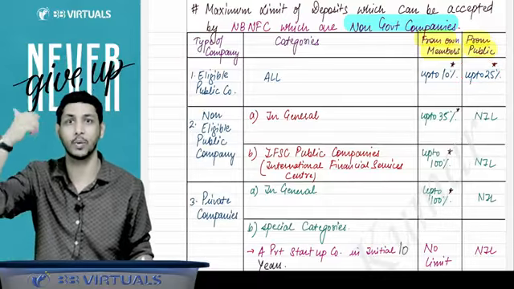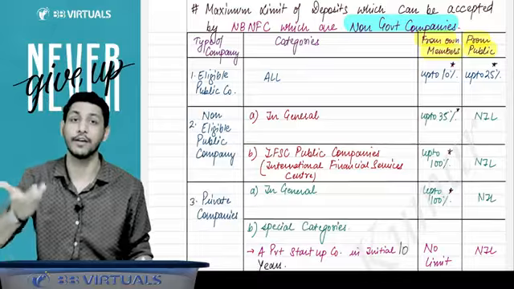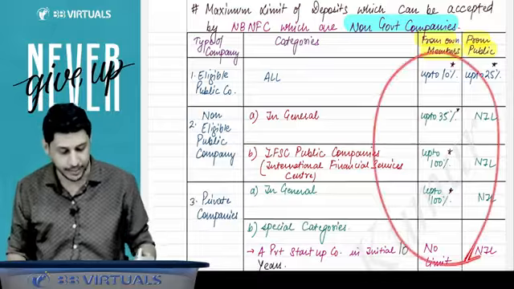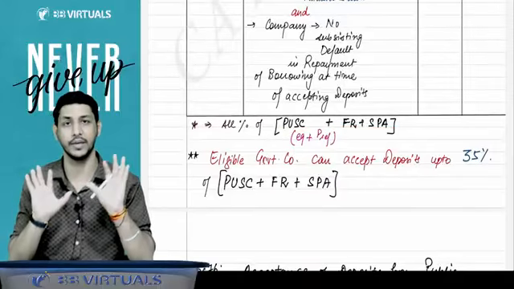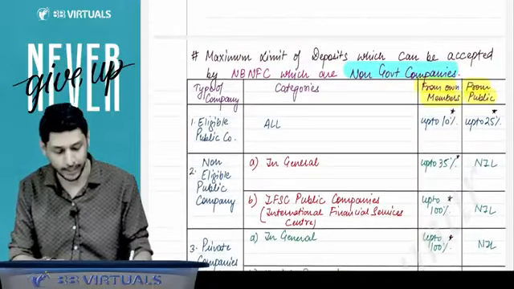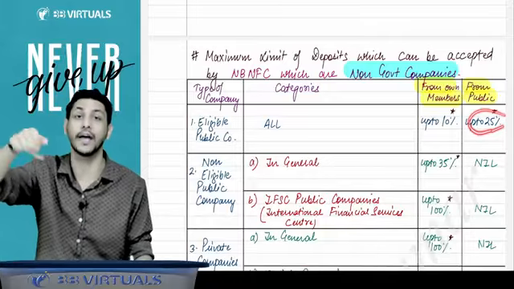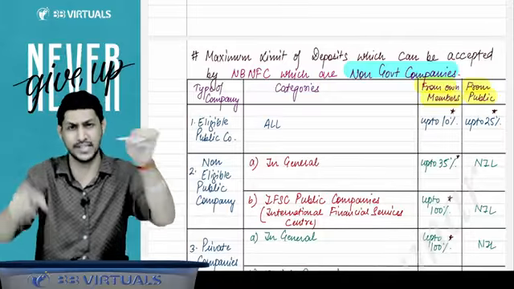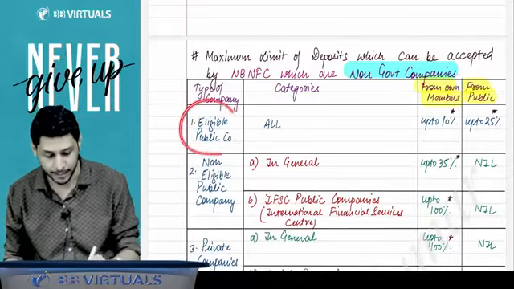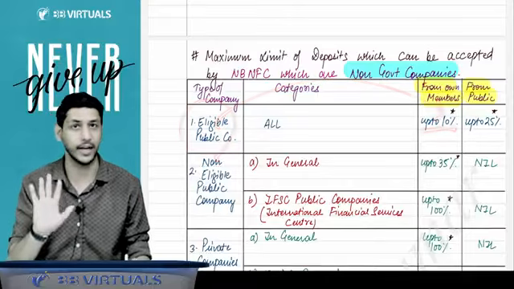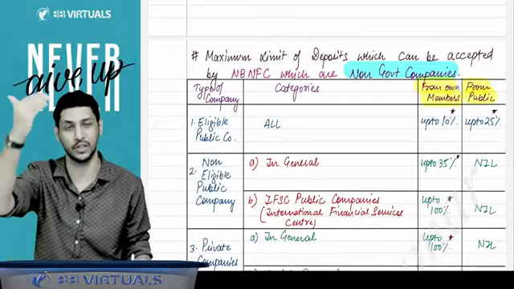Now a question might arise in your mind, sir, 10% of what? 25% of what? All these limits are of the aggregate of paid up share capital plus free reserve plus SPA. So with every limit, you have to take 10% of the aggregate of paid up share capital plus free reserve plus SPA, and 25% of the aggregate of paid up share capital plus free reserve plus SPA. Got it, sir. So if you are an eligible public company, you can accept from the members up to 10% only, not more than that. From the public, you can accept only up to 25%, not more than that.